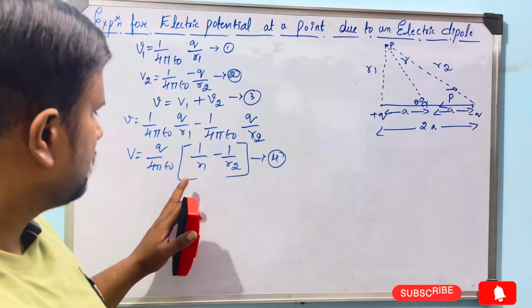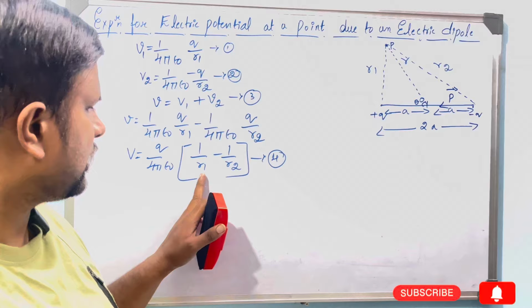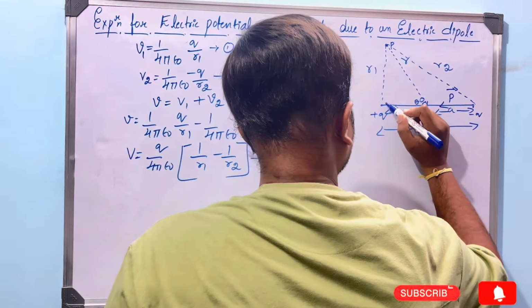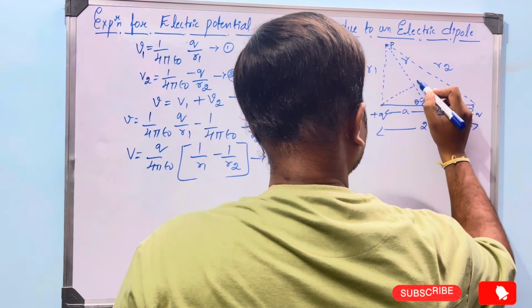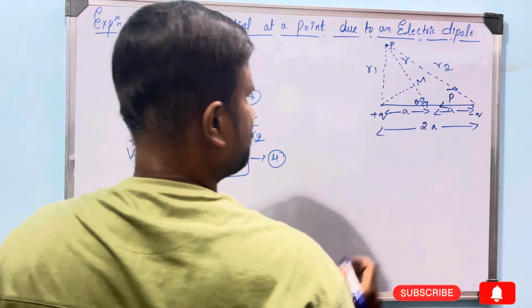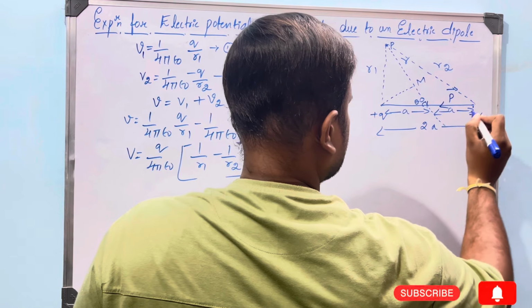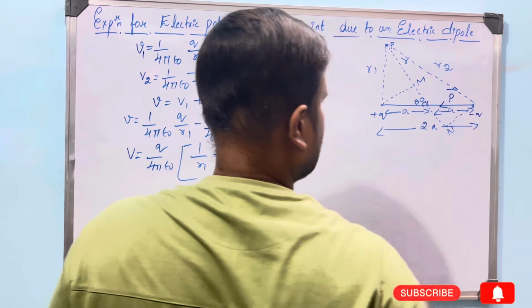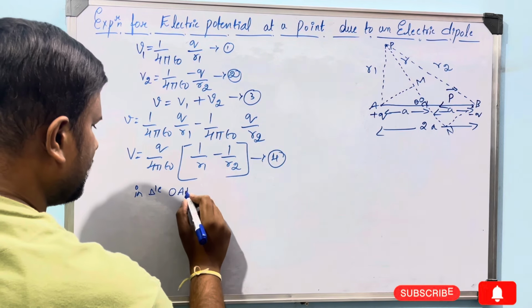Now I need to identify the values of r1 as well as r2. For this, I will draw the perpendicular here. Call this point M. Draw another perpendicular, and call this point N. Now consider this point as A and this as B. Consider the triangle OAM.